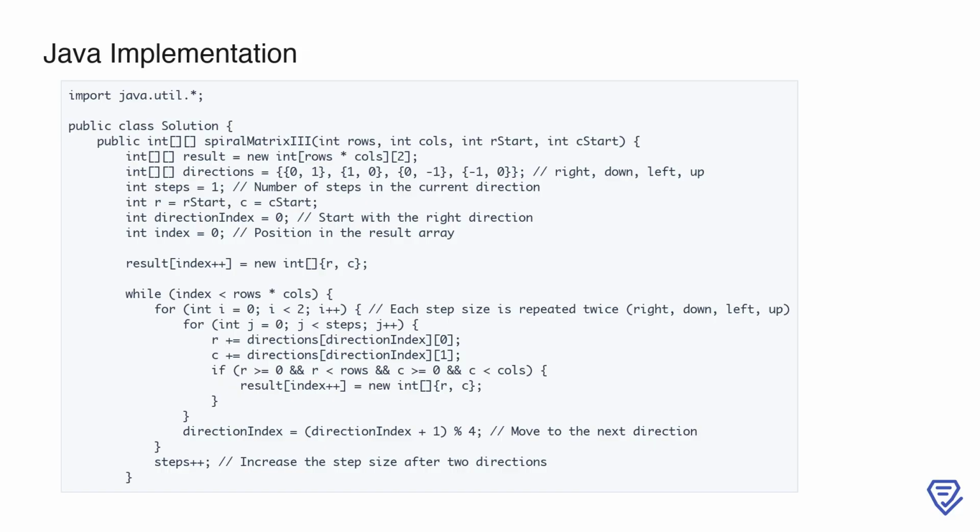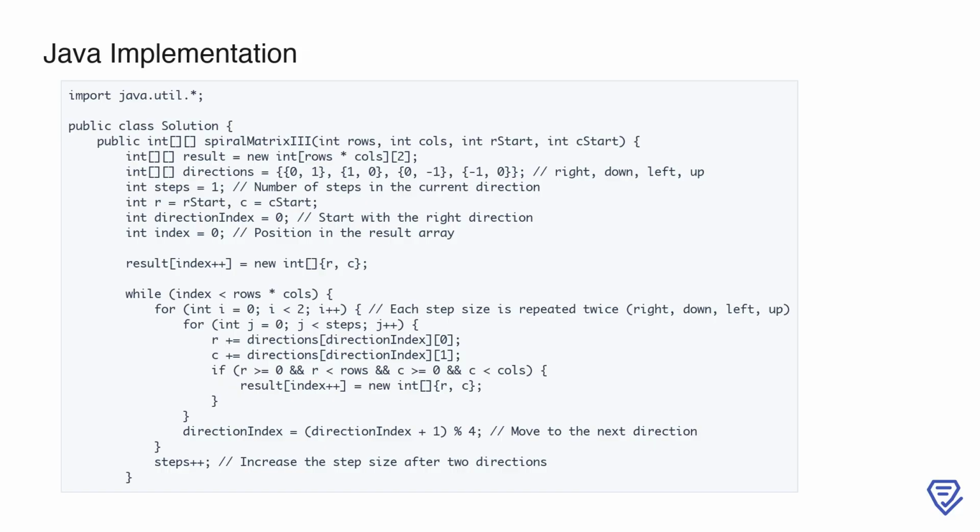Next, we define a directions array to represent the 4 possible movement directions: right, down, left, and up. The variable steps is used to track the number of steps we need to take in the current direction, starting at 1. The starting coordinates are stored in r and c, and directionIndex is initialized to 0, indicating the first direction, which is right. We also initialize index to 0, which keeps track of our position in the result array. The first coordinate, which is the starting cell, is added to the result array. To traverse the matrix, we use a while loop that continues until we've visited all the cells.